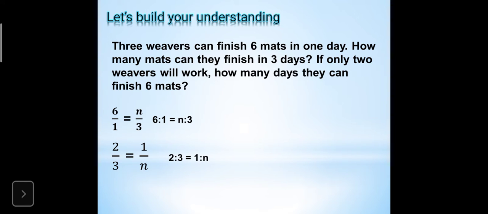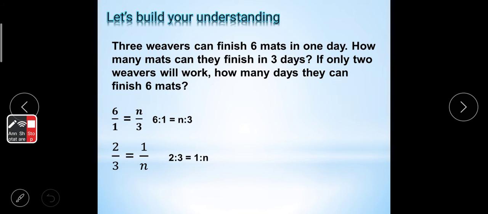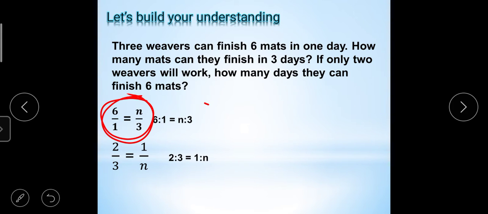Okay, our equation for this one in fraction form is 6 over 1 equals n over 3. So, n represents a number that is missing. Okay po? So, this is how we write it in fraction form, and this is how we write it in column form. The first one is in fraction form, and then the second one is in column form.